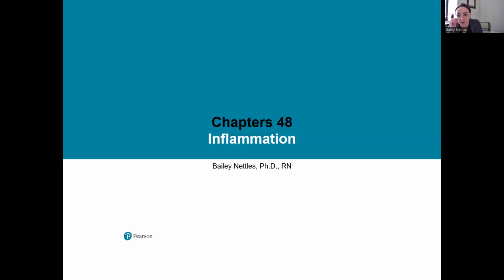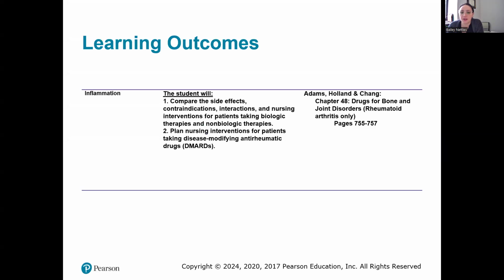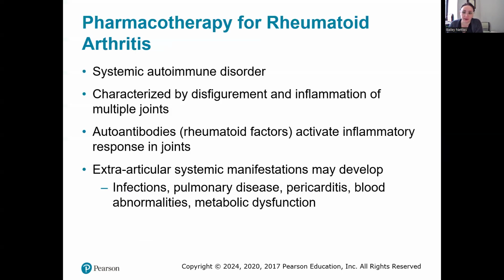Okay, so chapter 48, inflammation. By the end of this lecture, you'll hopefully be able to compare the side effects, contraindications, interactions, and nursing interventions for patients taking biologic therapies and non-biologic therapies, and plan nursing interventions for patients taking disease-modifying anti-rheumatic drugs, or DMARDs. This is chapter 48, but this is only rheumatoid arthritis, okay?